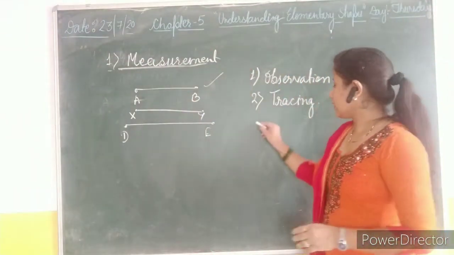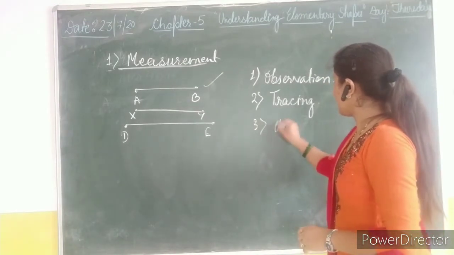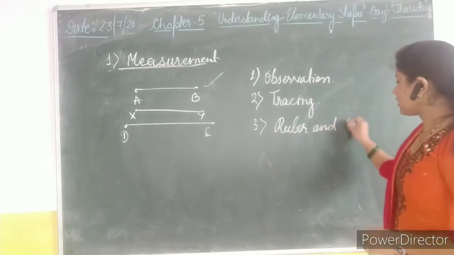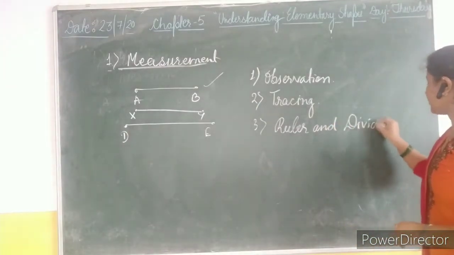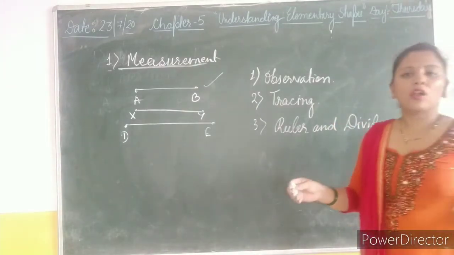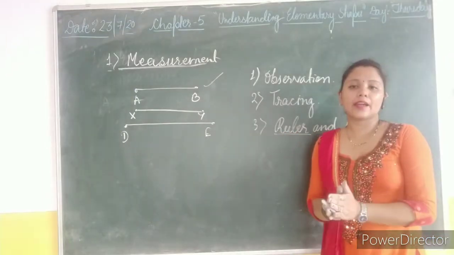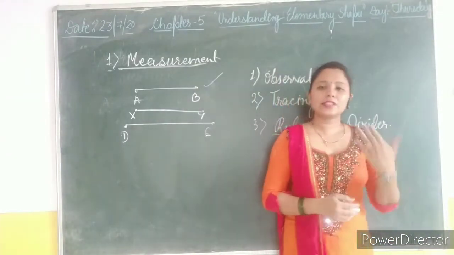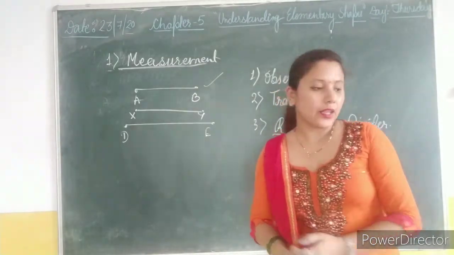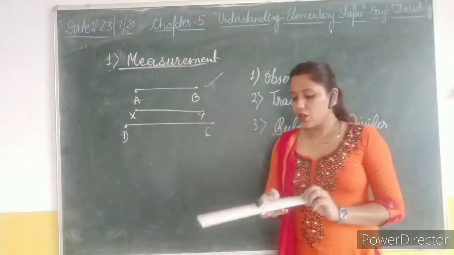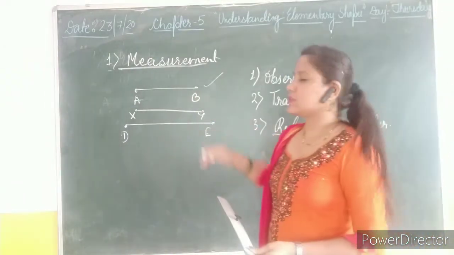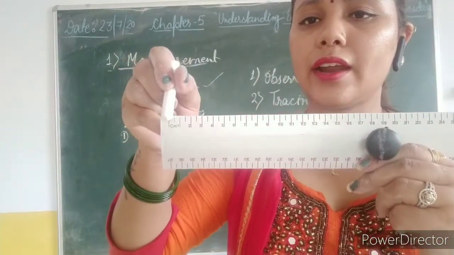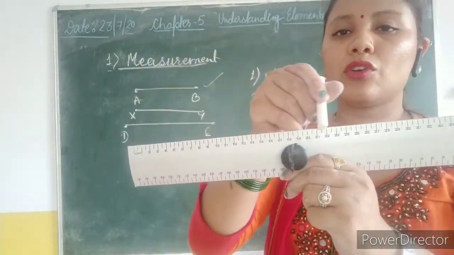Our next method is ruler and divider. So you all know how we can measure any line with the help of the ruler. So here I have a ruler, but if I want to measure the line segment AB, what will I do? I will locate the point A here at 0 and then measure the length of AB.